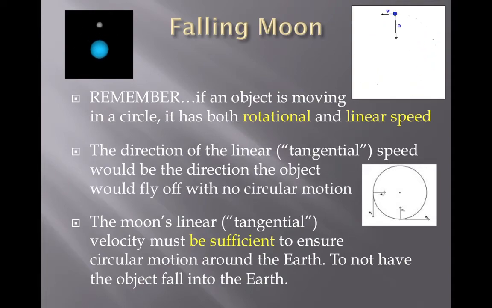Next is the title of the falling moon. And there are several spots in there. Remember, when you move in a circle, you have a linear speed, and because you're going around a circle, you're rotating or revolving. You have a rotational and linear speed when moving in a circular path.